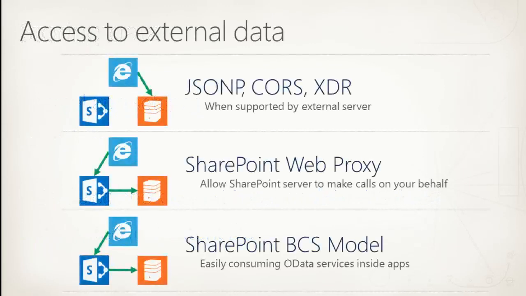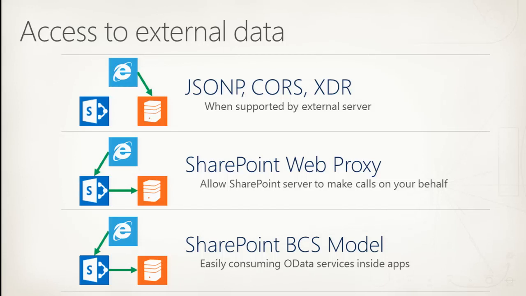Now, when we think about accessing external data, the fact that the app is isolated in its own domain brings up an interesting thing. Because of cross-domain restrictions, you cannot make an XML HTTP request directly to an external system. But there are several techniques that you can use to safely make these requests. The first one is just using web-based standard things that are available out there, like JSONP, CORS, or XDR.